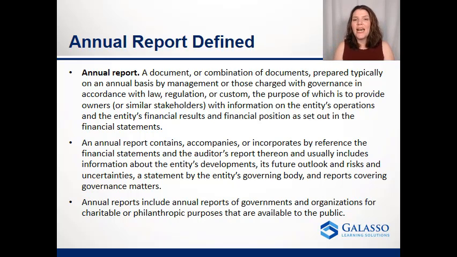So as you can see here, we're trying to provide information about both the operations as well as the financial statements, typically going to owners, but it could be other stakeholders, for example, for a not-for-profit entity or for a governmental entity. It goes on to say that an annual report contains, accompanies, or incorporates by reference the financial statements and the auditor's report. Right? So in order for this to be an annual report, it has to have the financial statements in there. So other information that does not include the financial statements isn't relevant here.